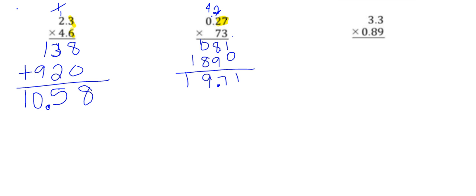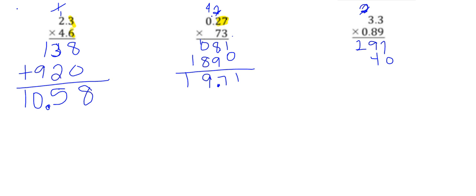On this one, I have 3.3 times 0.89. Again, I'm going to multiply. 9 times 3 is 27 plus 2 is 29. Cross that out. Put a 0. 8 times 3 is 24.